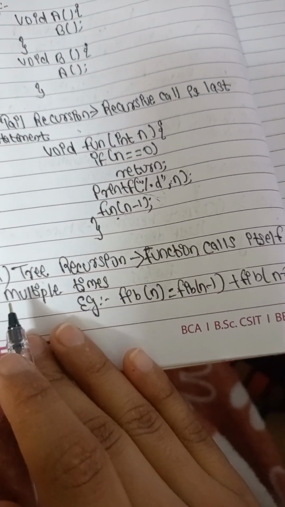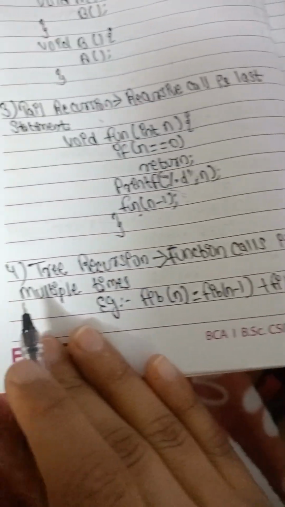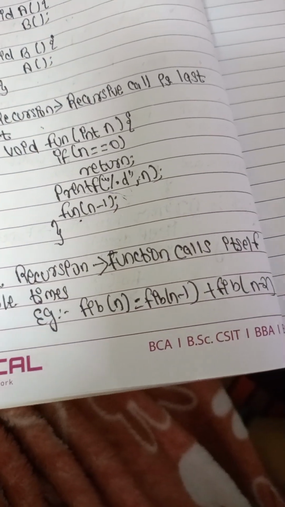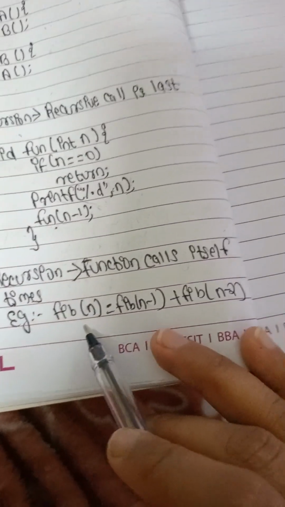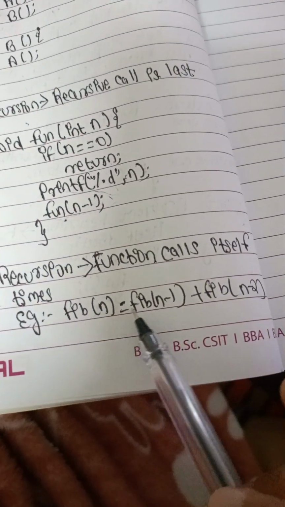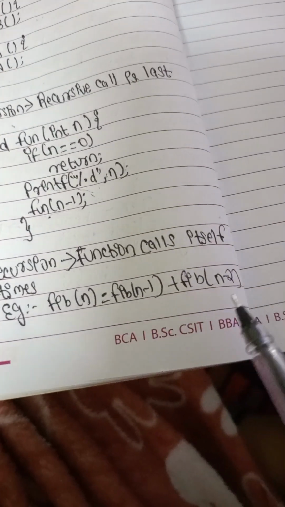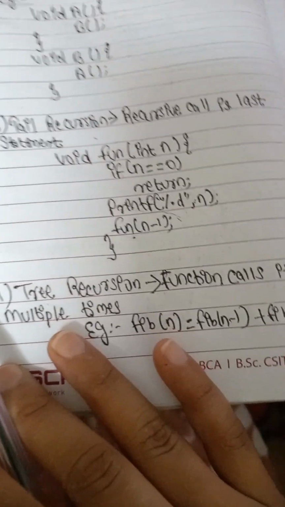So what does tree recursion mean? The function calls itself multiple times. For example, the Fibonacci sequence. In the Fibonacci sequence the function is called multiple times. So this is called tree recursion.